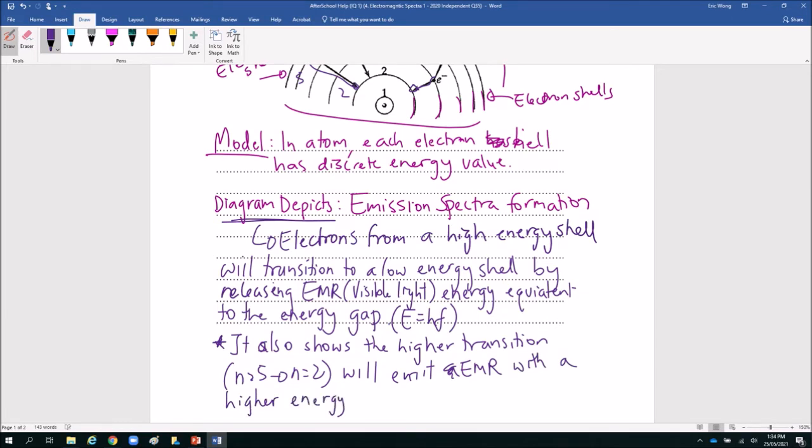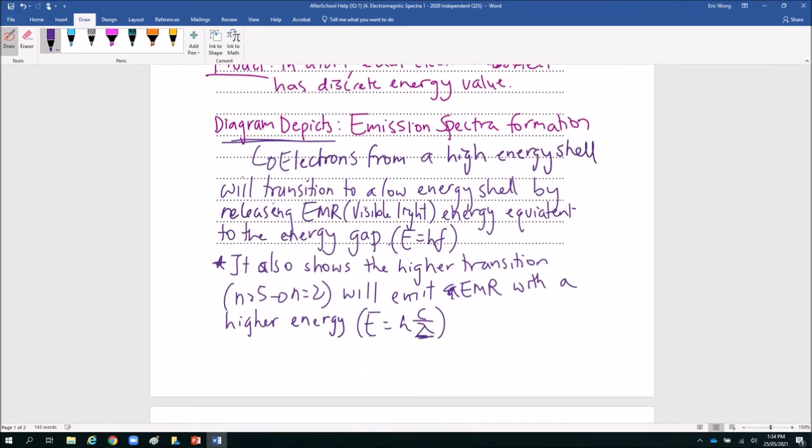And how can we say that? According to Planck's equation, if we put wavelength into the equation, it's Planck's constant times the speed of light over lambda. So if we have a high wavelength, as you see here, then E would be small. If wavelengths are small, then obviously energy is higher. So we'll emit an EMR with a high energy compared to the transition of N3 to N2. So that's essentially what the diagram tells us.